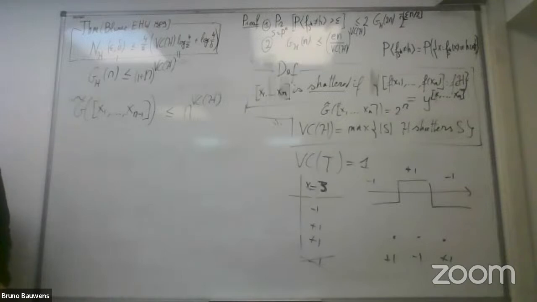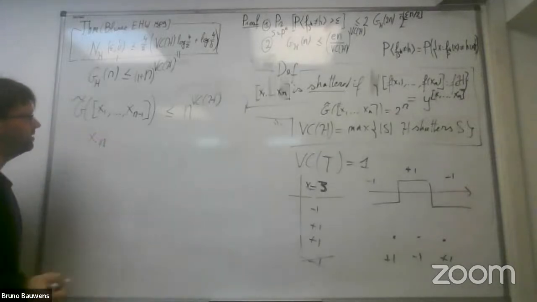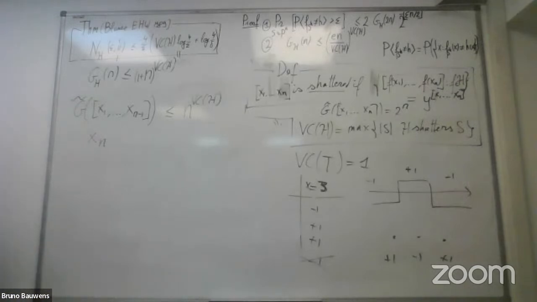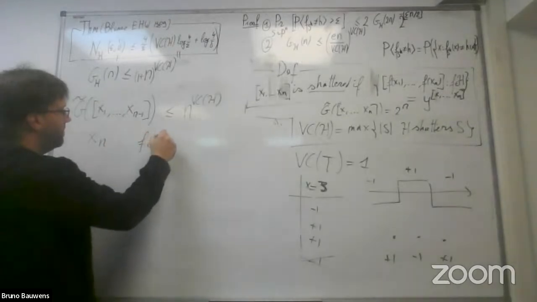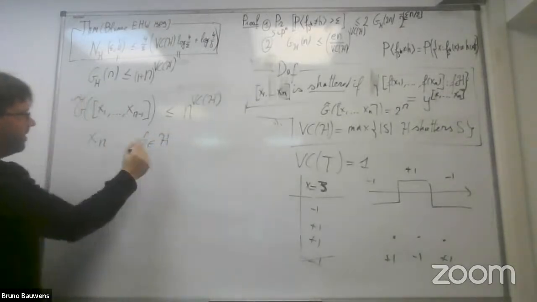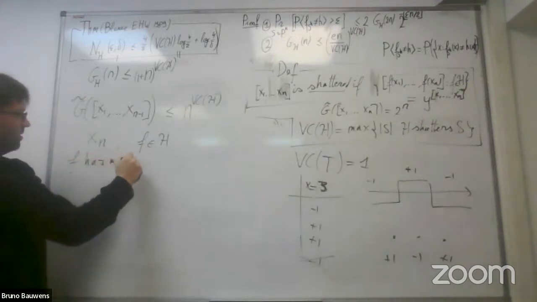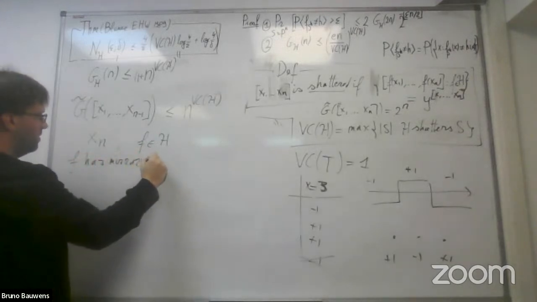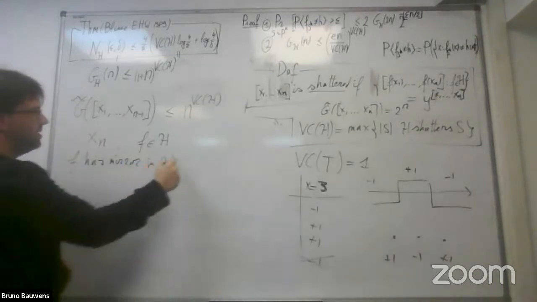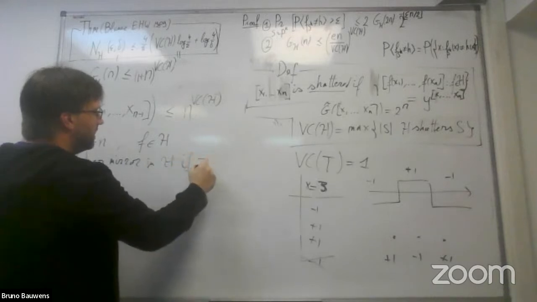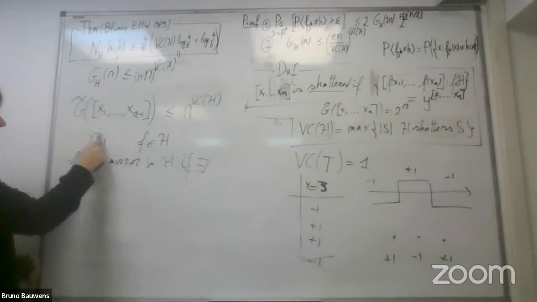Okay. Now let us look at points x1 till xn and some f and h. And we say that f has a mirror in h if there exists a function g that has the same values on x1 till xn-1, but opposite value on xn.